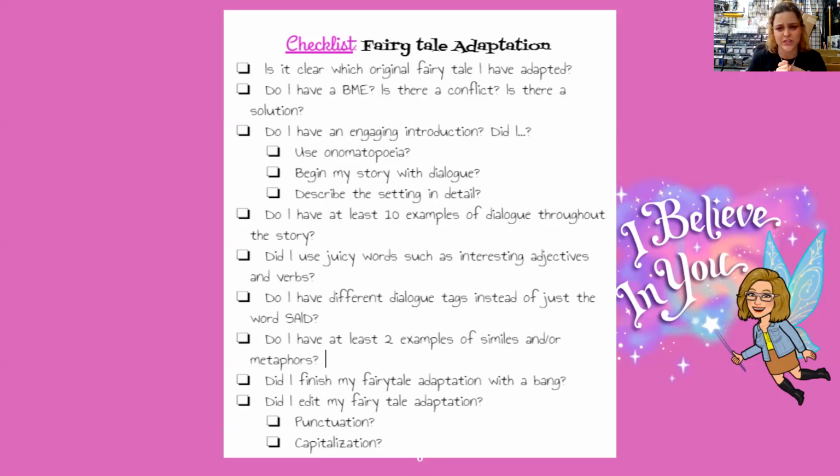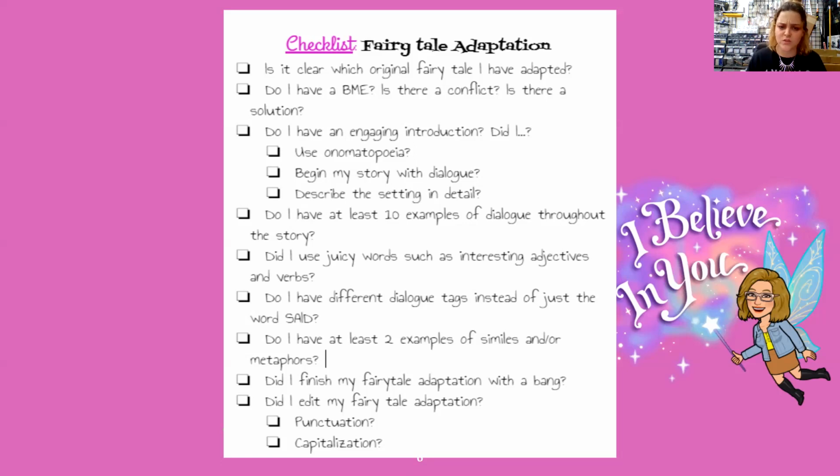Do I have an engaging introduction? I'm going to go through the rest of it, and then I'm going to read my fairy tale one last time just to make sure that I can check some of these things off. Like, do I have an engaging introduction? Did I use onomatopoeia, or did I begin my story with dialogue? Do I describe the setting in detail? My next box: do I have at least 10 examples of dialogue throughout the story? If you have more than 10, that's awesome. We should have a lot of dialogue through our story because it helps move the story along.